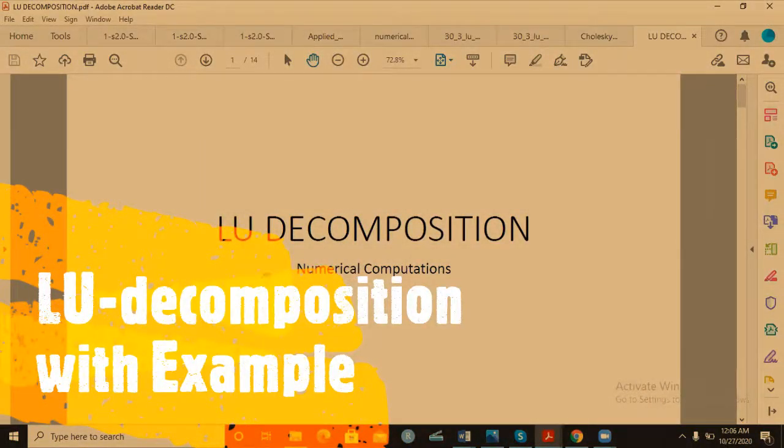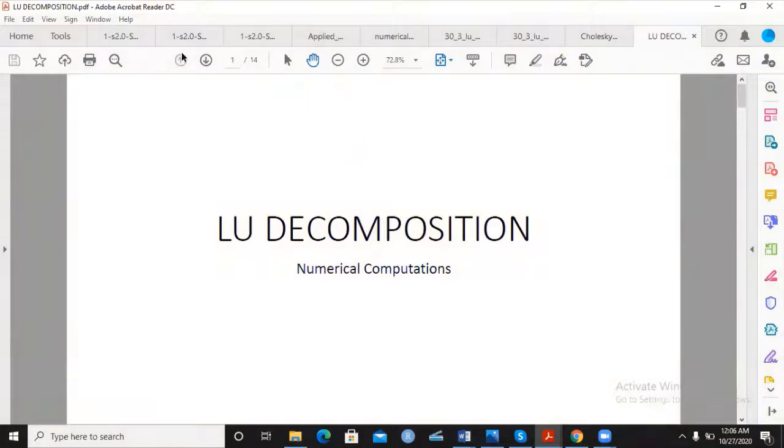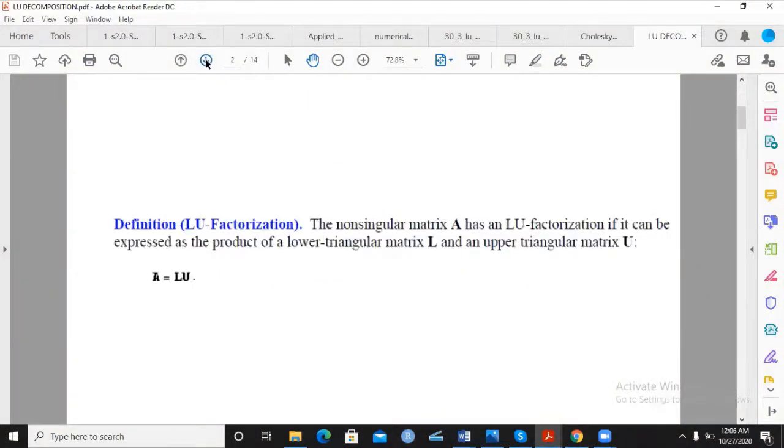Right, students, today we will learn LU decomposition. We use this method to solve systems of linear equations. Okay, how do we define it? It is also called LU factorization. The matrix must be a non-singular matrix.